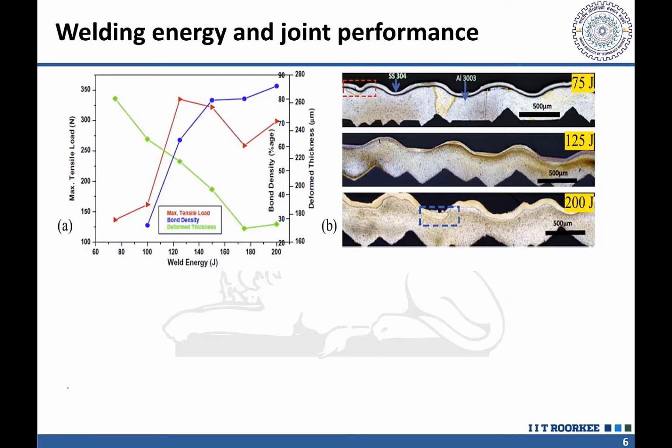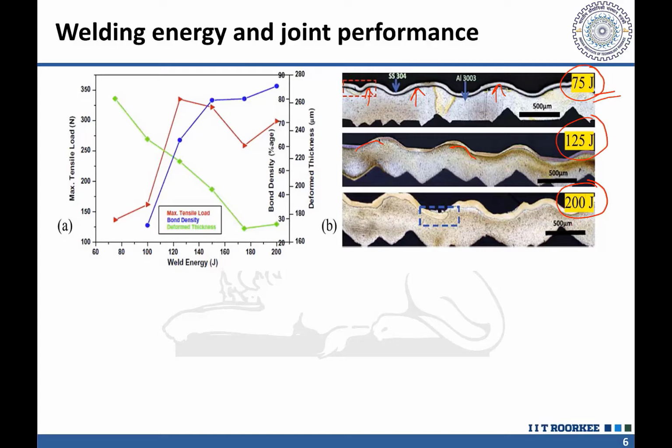Here if we see the different joints being developed using different levels of energy, 75 joule, 125 joule and 200 joule, what happens is that the joint interface is not perfect. The bonding is imperfect when the amount of energy supplied is limited, and quite a good joint is developed, but there may be minor unbonded regions here and there, and a perfect joint is developed at 200 joule.